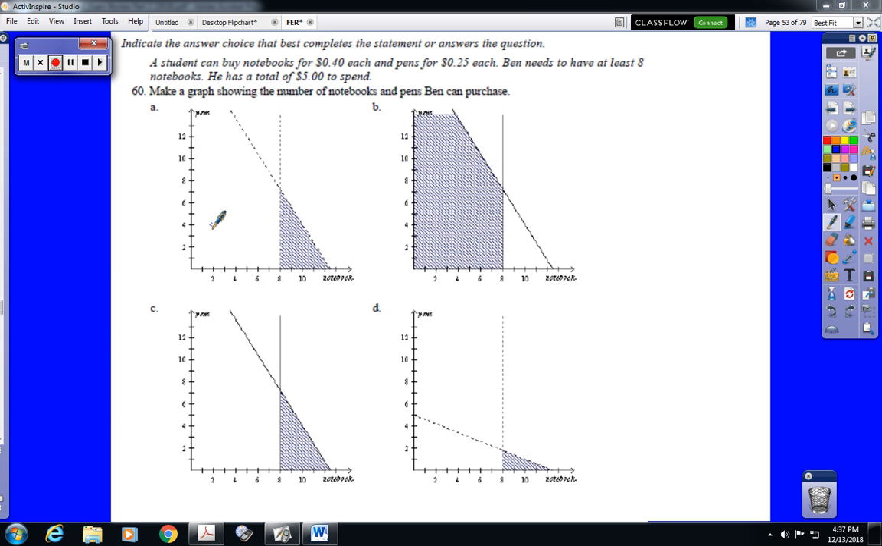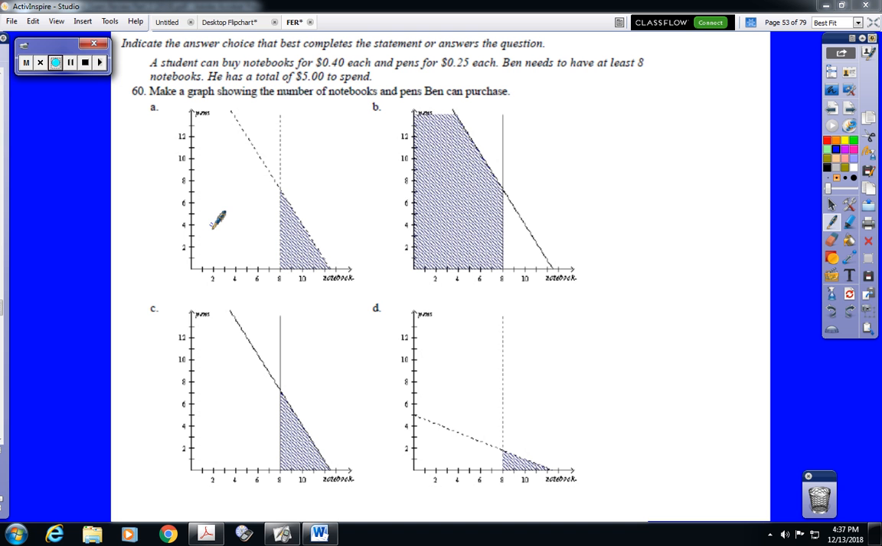Okay, here's the solutions for page 12. Number 60 is the first problem on page 12. It lays out an entire situation here. A student can buy notebooks for 40 cents each and pens for 25 cents each. Notice that they've got the labels on all of these graphs as notebooks on the x-axis and pens on the y-axis. That is number of notebooks, number of pens.